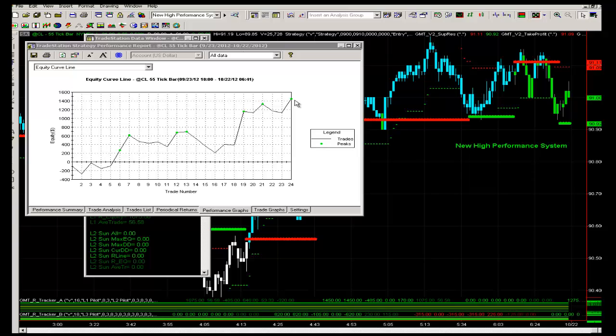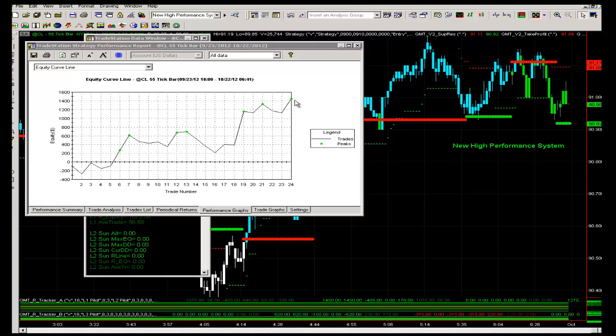Did everybody get those new high performance settings? I'll be posting those up on the website tonight, so you've got those, and hopefully you've modified your system accordingly. They're the GMT settings. They're the settings I would be trading if I was specifically looking at that one system. They're my settings based off what I'll be trading. So the new high performance system.